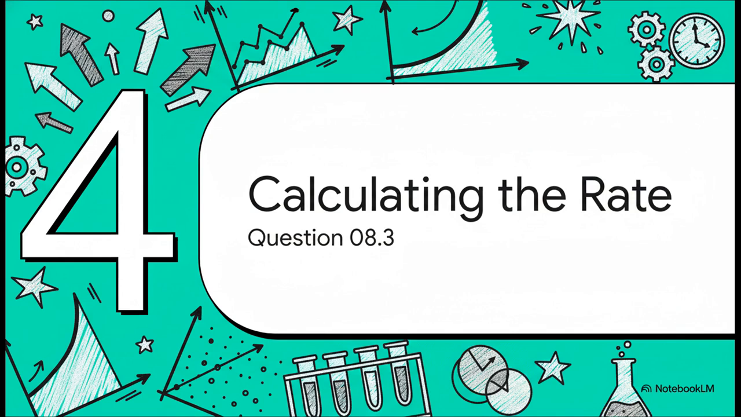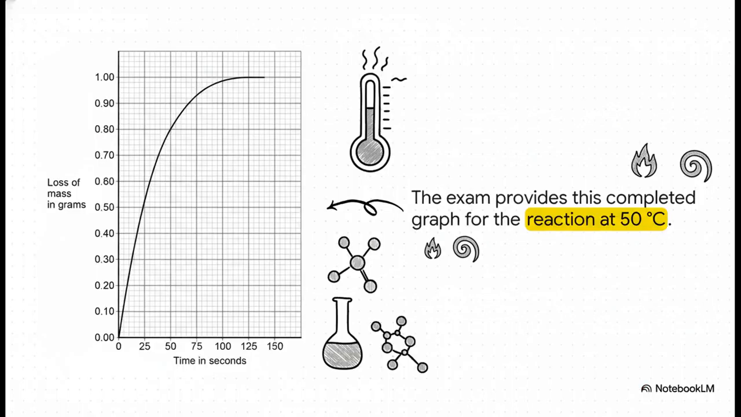All right, now for the grand finale of this question, and it's a big one. This is a 4-mark calculation. You have to work out the rate of reaction from a completely different graph. This is where you can really show what you're made of. So the exam paper actually gives you this completed graph. This one shows the same experiment, but this time it was done at a hotter temperature, 50 degrees. You don't have to plot this one, but you are going to have to use it.